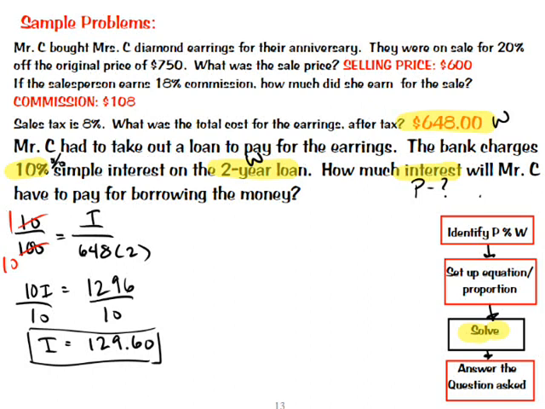I got $129.60. And to make sure I'm answering the question asked, it's asking how much interest will I have to pay. So that's all I need to state, that it's $129.60. Of course, if it asked what would be the total cost of borrowing the money to pay back for the earrings, I would have to add the $648, which makes the grand total for the earrings $777.60, more than the original price of the earrings if there was no discount.